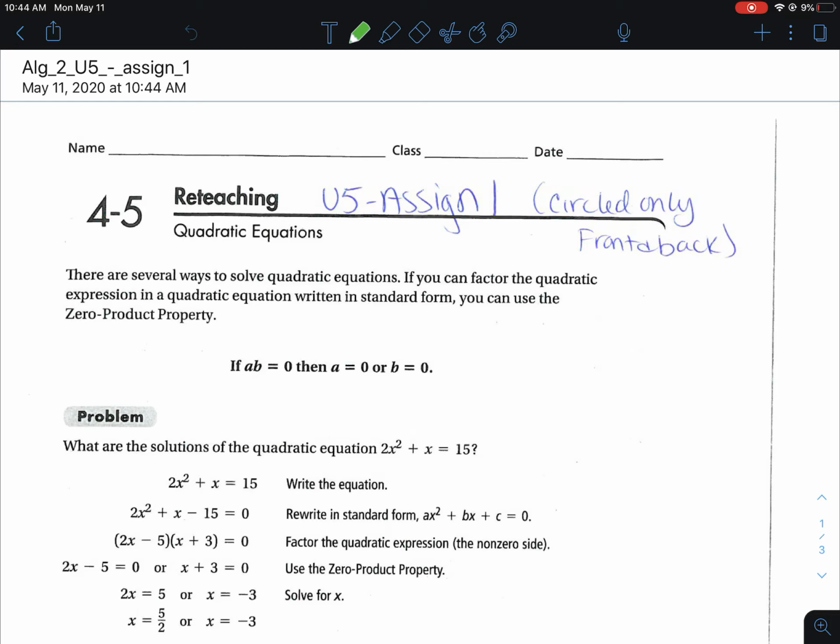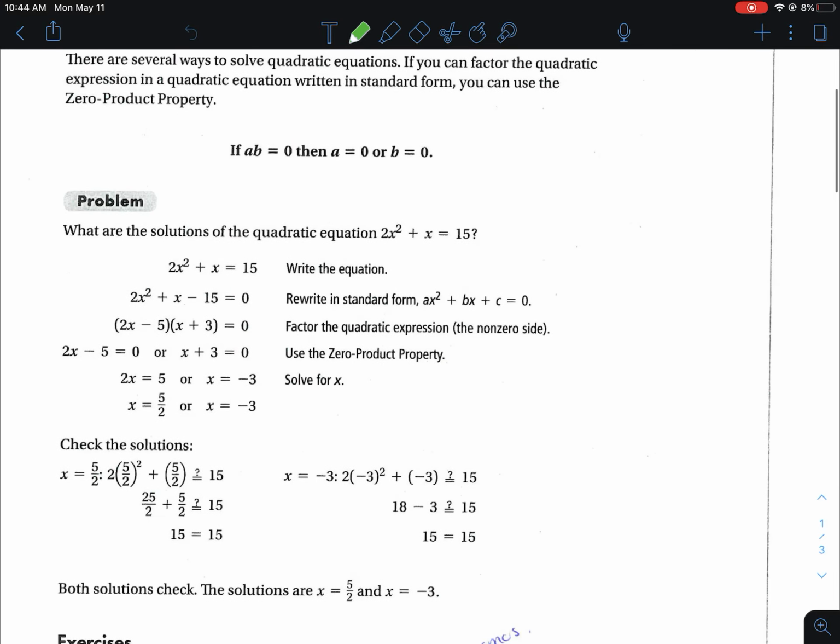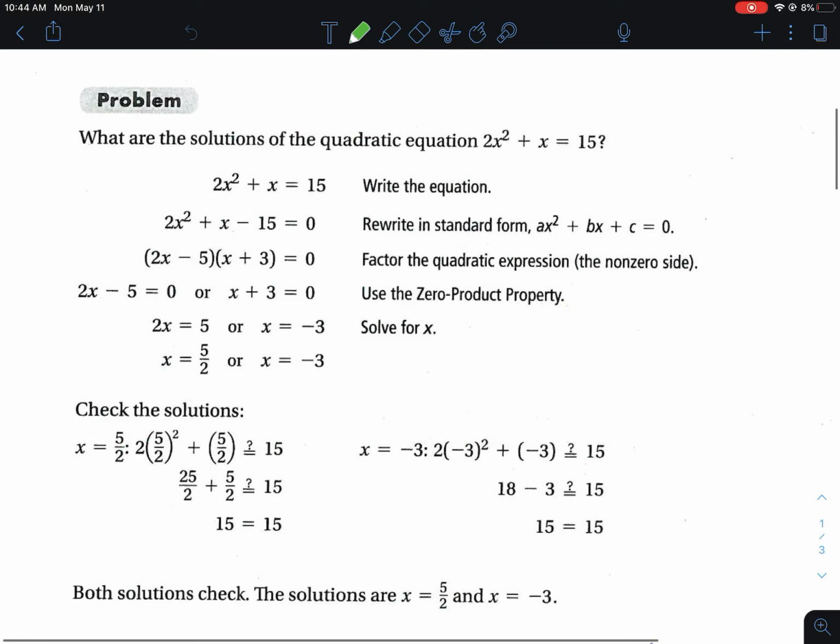Hey guys, I just wanted to make you a quick video to show you how to check your answers today on Desmos. In the previous video we talked about solving quadratic equations. And on your assignment page they give you this nice little example here.